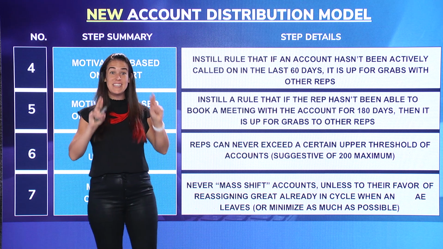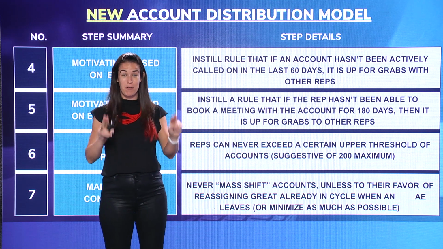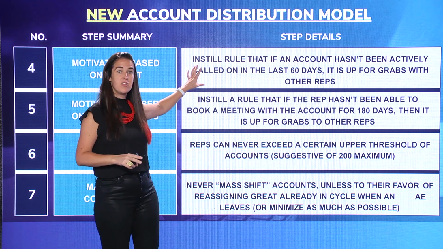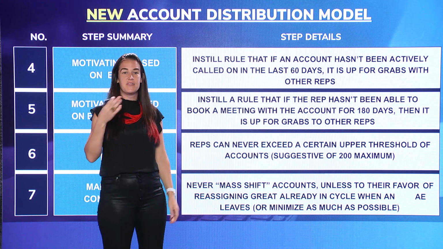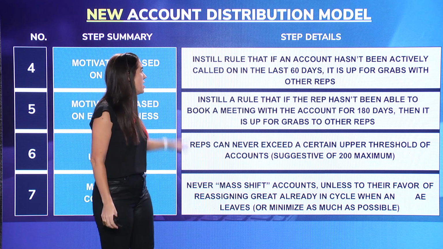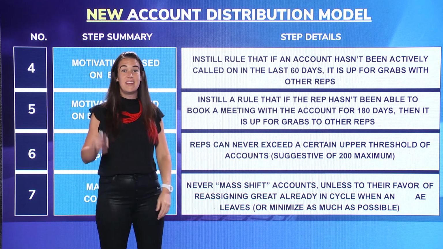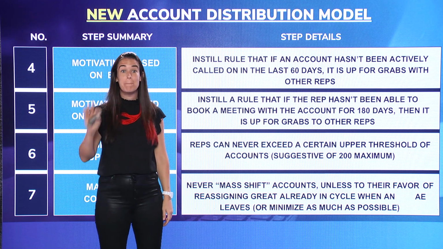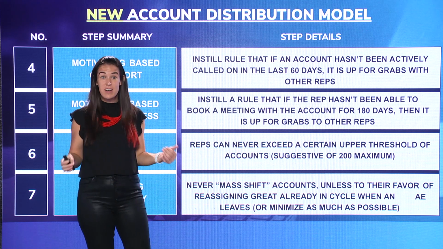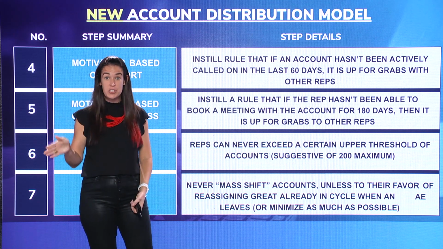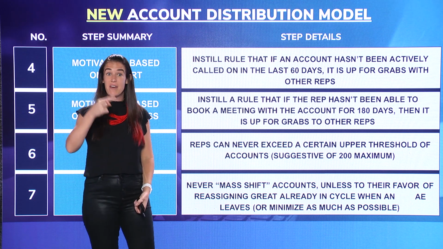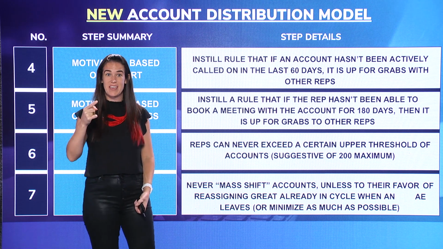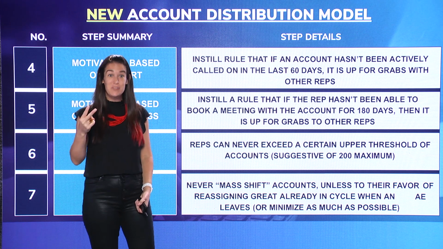I have never seen this done on a team before. I've seen a lot that they'll put in the rule of like, okay, you have to work the account under 60 days. If you don't do that, I'm going to take it away from you. I also put in the rule that if the rep wasn't able to book the account within 180 days, then it is also up for grabs from another rep. So you want to measure 2 things. Not only effort, like was this person calling on the account, but was this person successful at calling on the account?